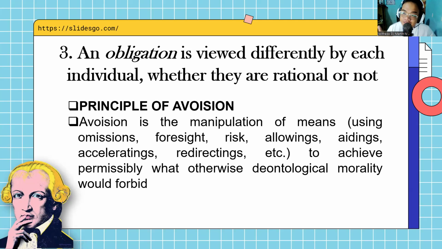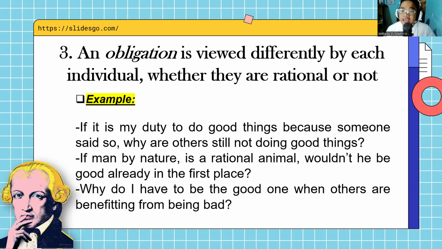That's what we call now the principle of avoidance. Avoidance is the manipulation of means. For example, using omissions, foresight, risk, allowings, aidings, or redirectings to achieve permissibly what otherwise deontological morality would forbid. A perfect example of the principle of avoidance is that if it is my duty to do good things because someone said so, why are there so many people who are still not doing good things? Like, okay, doon na lang ako sa mga taong hindi gumagawa ng mabuti, right?